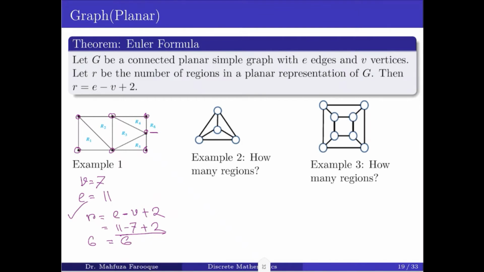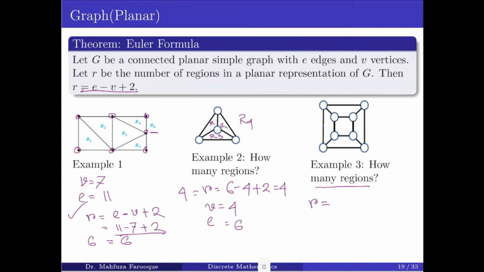Now the next one: how many regions are there? We can see this is R1, R2, R3, and the infinite region, so there are 4 regions. We also need to see whether the equation is satisfied for this graph. The number of vertices in this graph is 4, and the number of edges is equal to 6. And 6 minus 4 plus 2 is equal to 4, and there are exactly 4 regions, right?